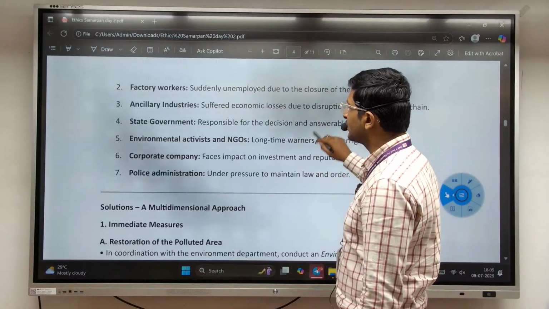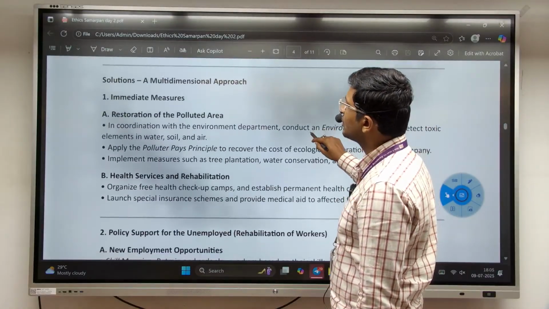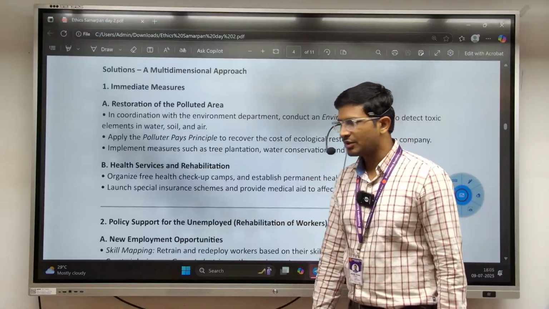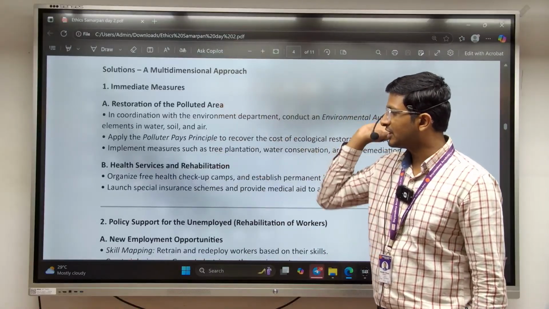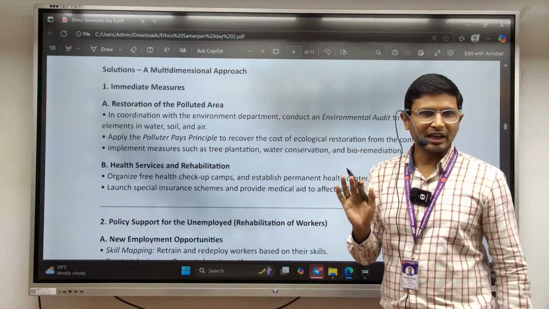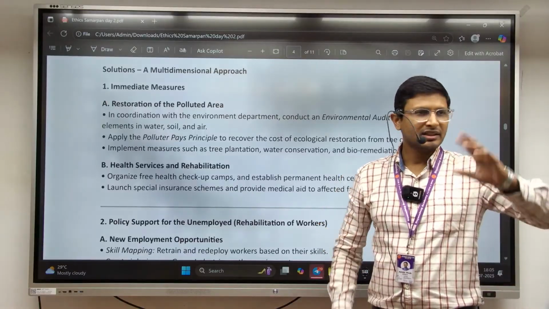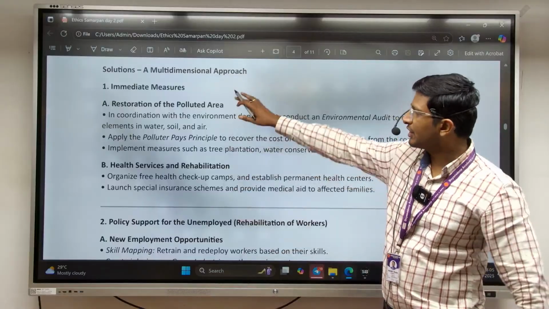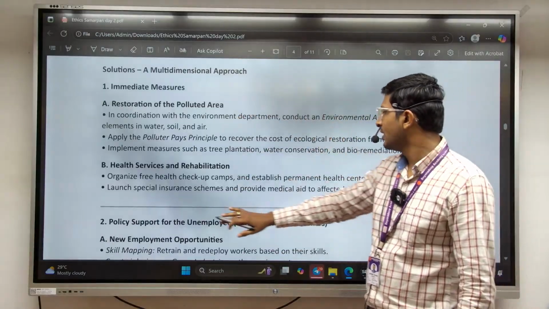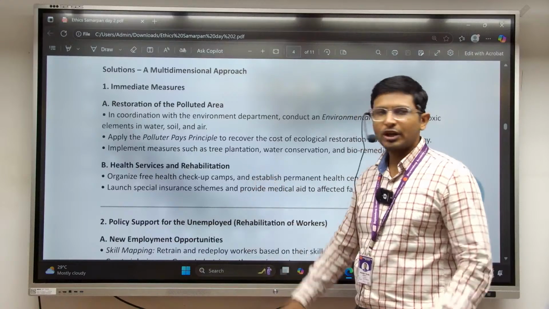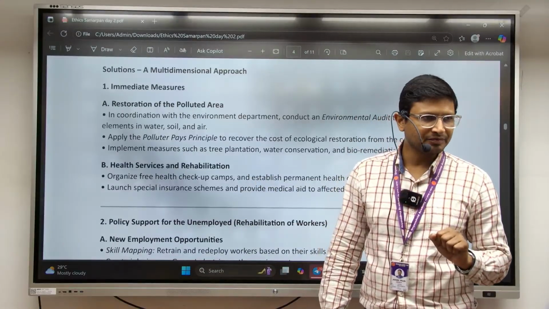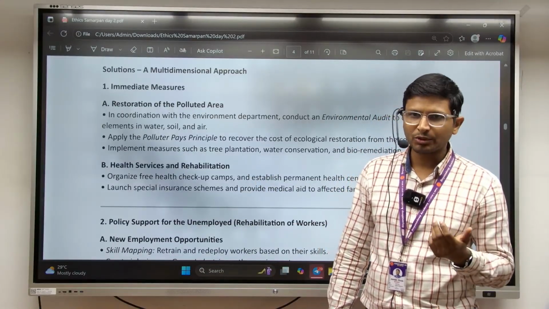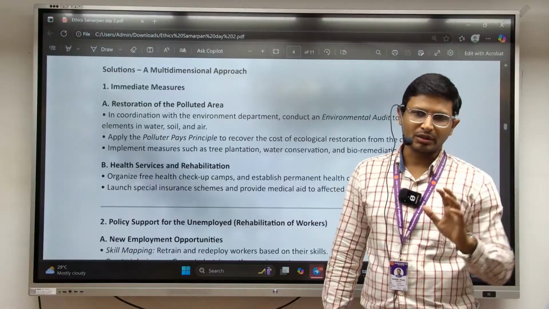Now you have to give the solution. See, the solution can be multidimensional. First you have to give the immediate solution, immediate measures. What can be done immediately on the spot? Some measures can be immediate, some can be long term. So first we will talk about immediate measures, then we will talk about policy support to the unemployed, because some people are also unemployed. So you have to give policy support to them, and then we will talk about the long term measures.